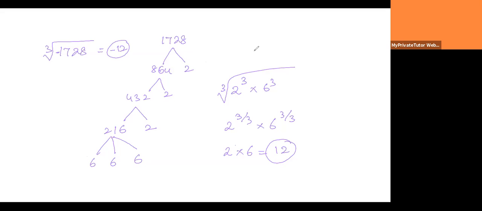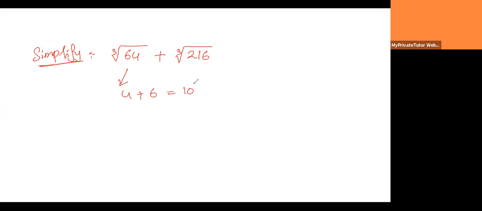Finally, the simplification. I think I have explained too much today, but let me give a simplification. You might get a question like: simplify cube root of 64 plus cube root of 216. It's a simplification using addition, subtraction, and so on. This answer is 4 and this answer is 6, so you write the answer as 10.